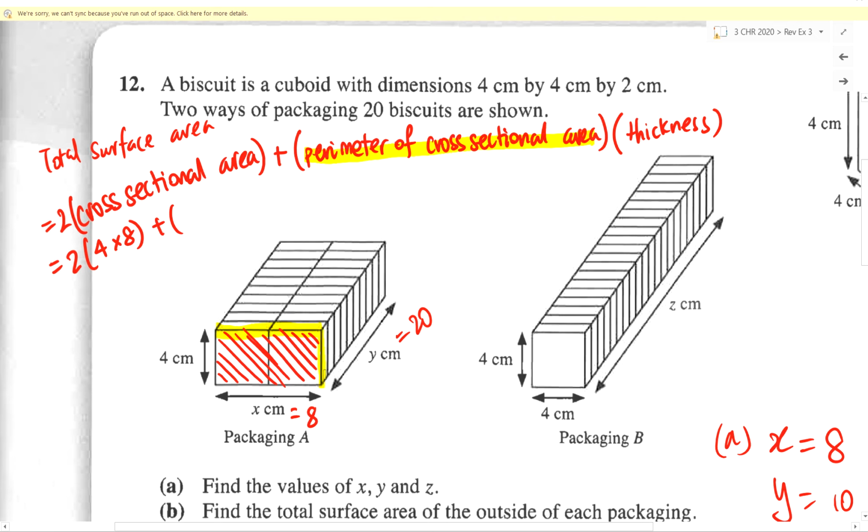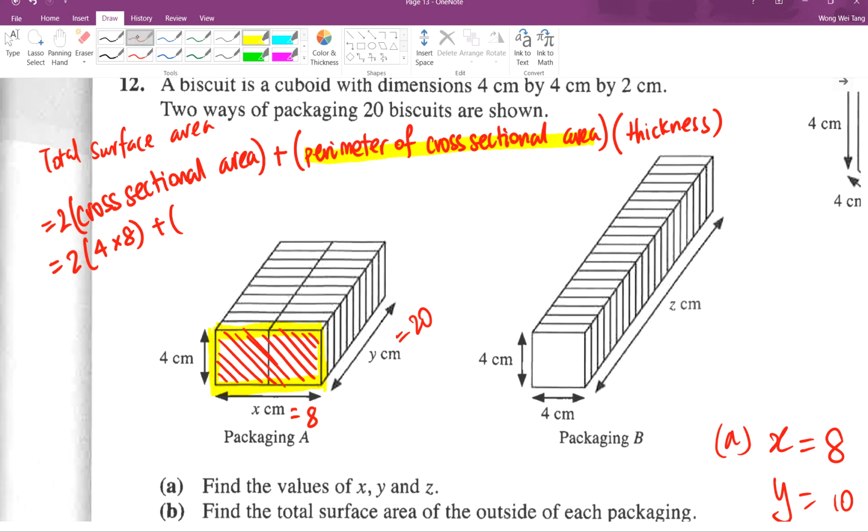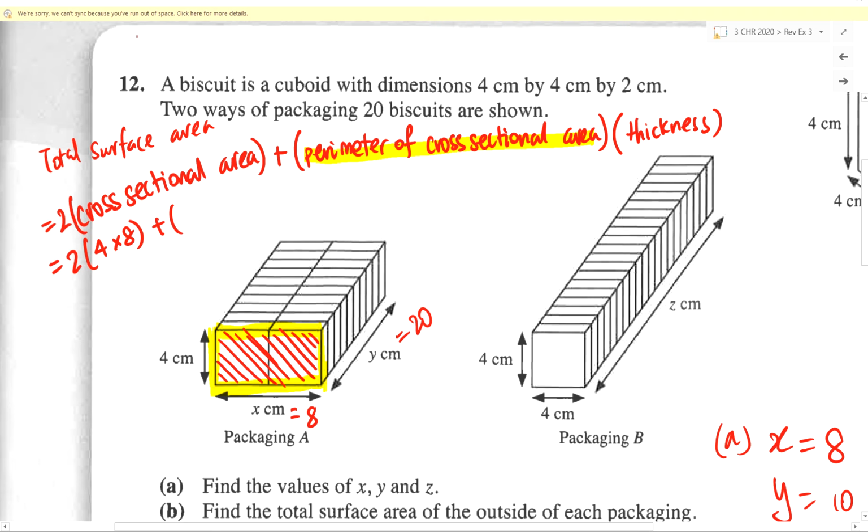This is the perimeter. Okay, I've highlighted the outline. I've outlined the perimeter. So this perimeter is given by 8 plus 4 plus another 8 plus another 4. Okay, no different from our perimeter in primary school. For a perimeter of rectangle, no difference. It's the same thing. Here we still need to multiply by the thickness.